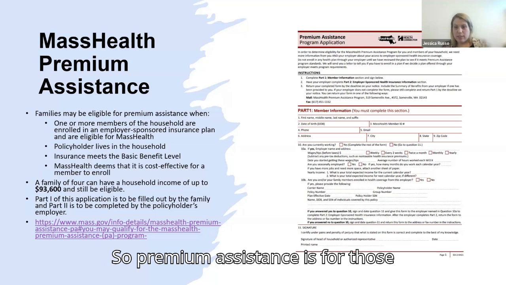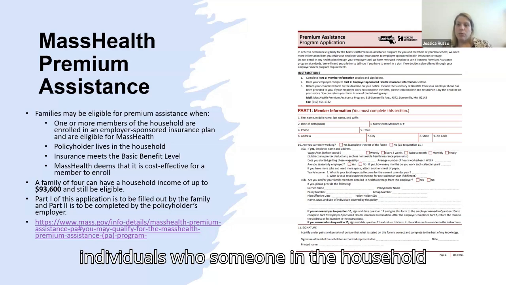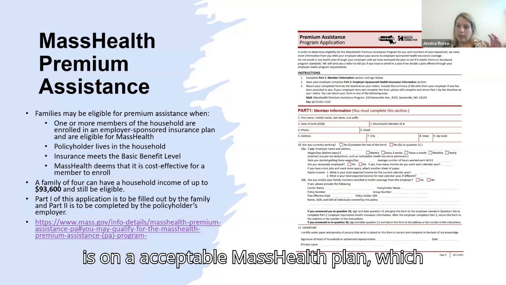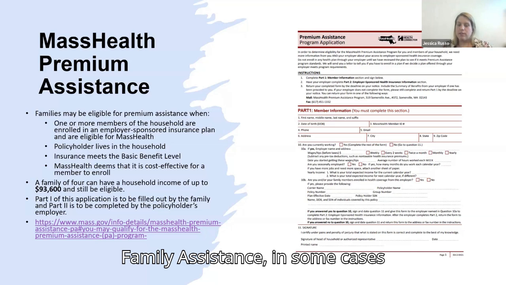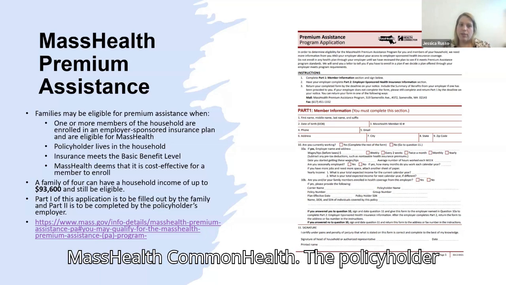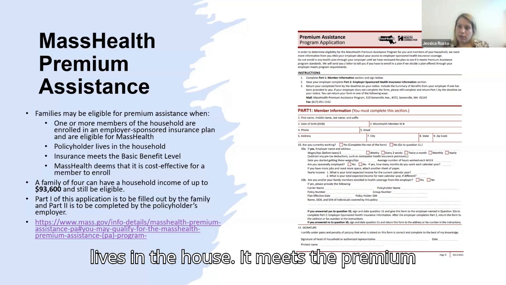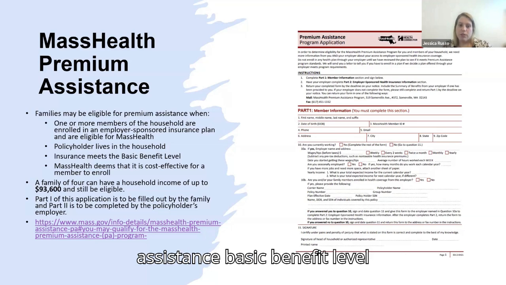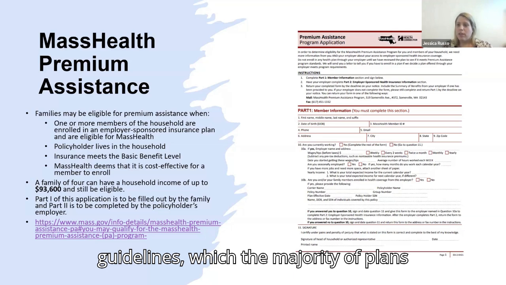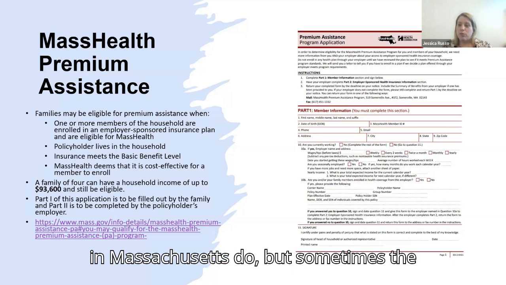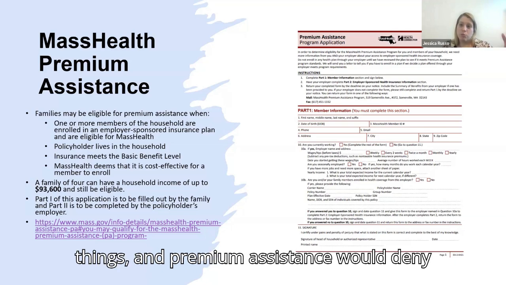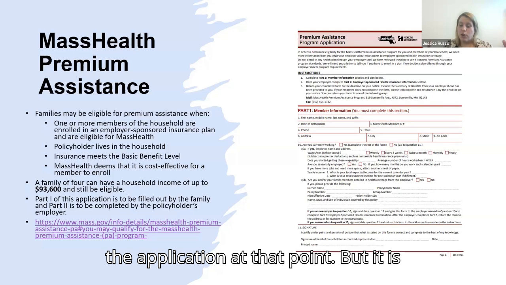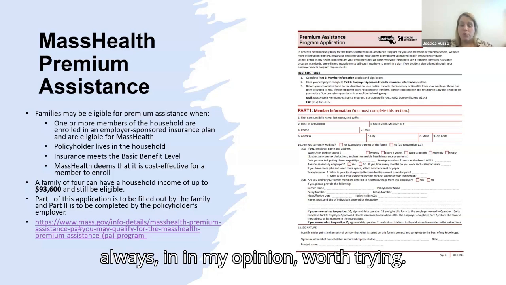So premium assistance is for those individuals whose someone in the household is on an acceptable MassHealth plan, which would be MassHealth Standard, MassHealth Family Assistance, in some cases MassHealth CommonHealth. The policyholder lives in the house. It meets the premium assistance basic benefit level guidelines, which the majority of plans in Massachusetts do, but sometimes the deductibles are too high, those kinds of things, and premium assistance would deny the application at that point, but it is always, in my opinion, worth trying.